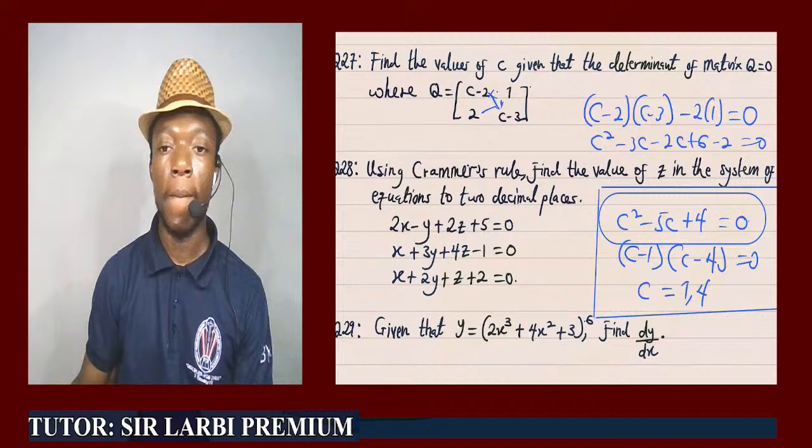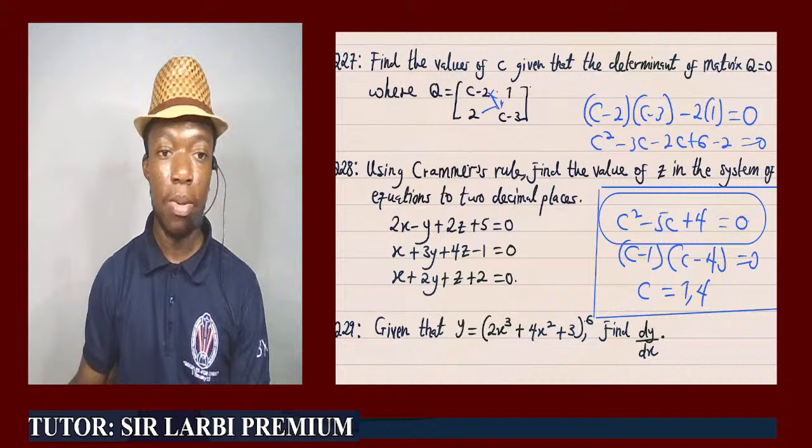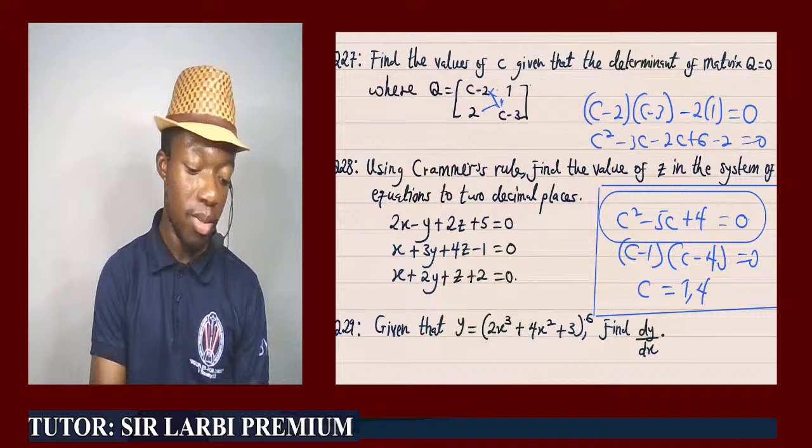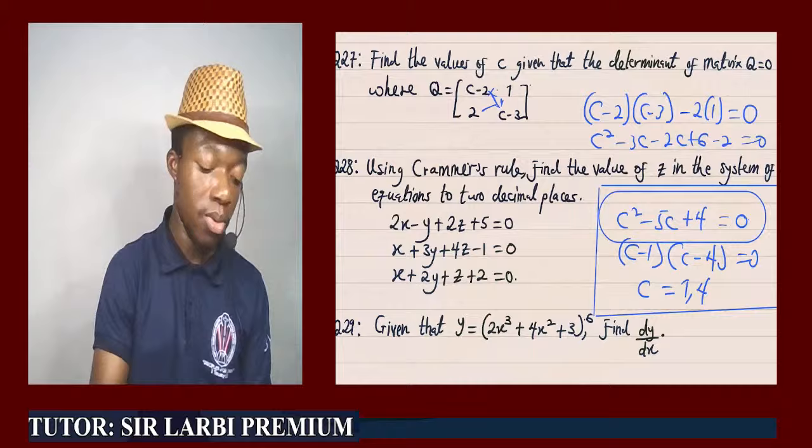So, thanks for waiting. Just wanted to finish up and sort my camera out. So, as I was saying, when it comes to Cramer's rule, that's I think the last puzzle that we have. When it comes to Cramer's rule, we are asked to find the value of Z in the system. But when it comes to Cramer's rule, this is how it goes. So use that approach to solve this question on your own.